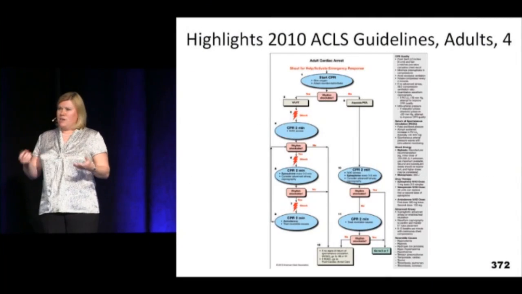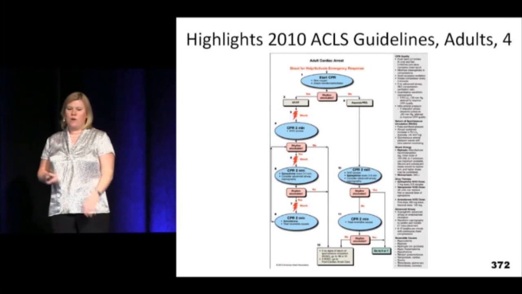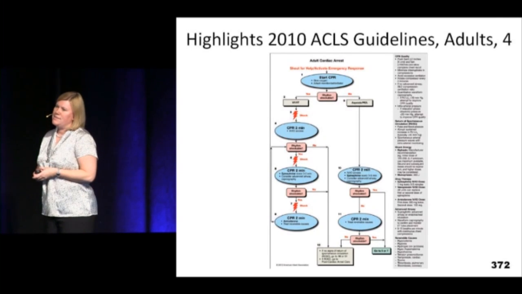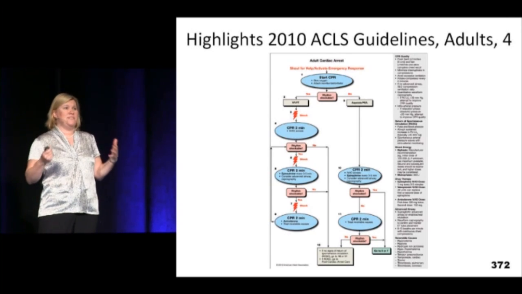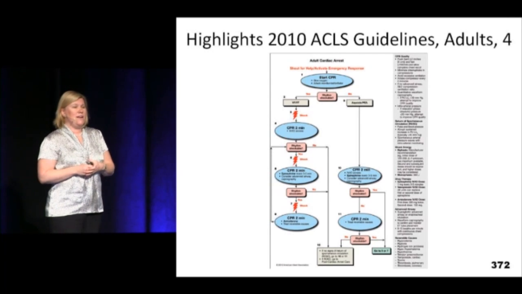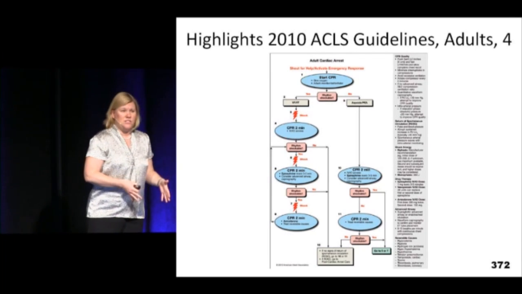So again, going back to your manuals, because you're not going to be able to see this on the screen, this is the algorithm for an adult with cardiac arrest. And what you'll see as you work through this algorithm, which we've just talked about, is there's a big emphasis on compressions. They've gotten rid of the look, listen, and feel when you first approach a patient. You just go ahead and start compressions.